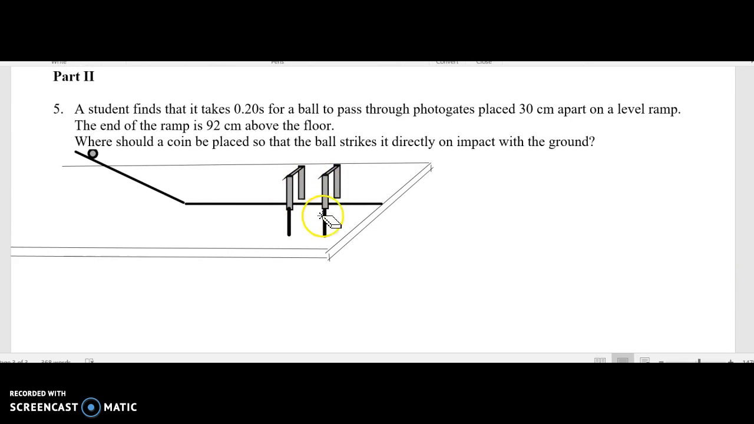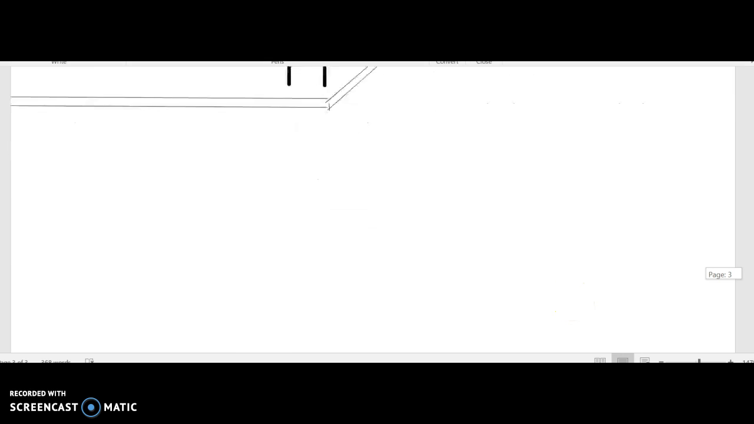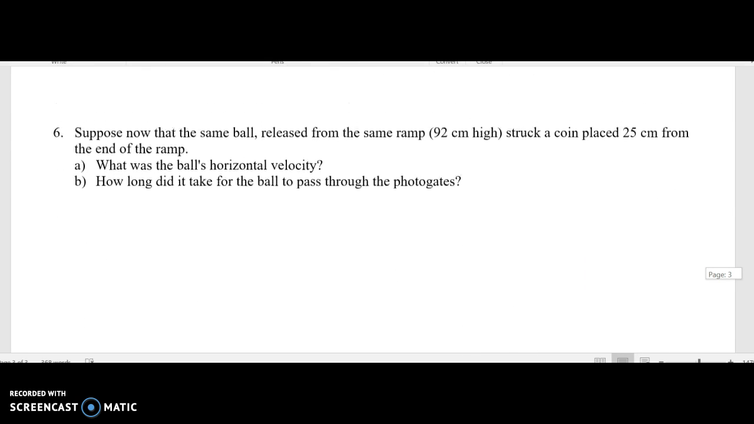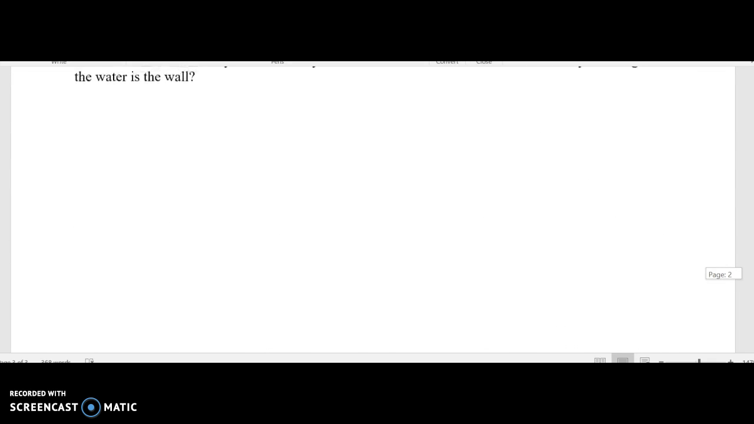We didn't have photo gates, but we definitely had something where we knew the velocity of the ball and then plotted to find out where it landed. We might do something fun with that tomorrow. And then the bottom was just more of that. So anyhow, let's go back to number 3 and make sure you know about it.